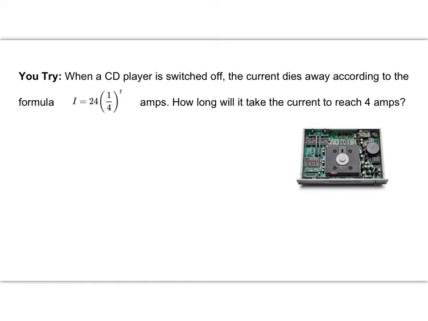Okay, I want you to try this one. When a CD player is switched off, the current dies away according to this formula. I, which stands for current, equals 24 times 1/4 to the t. How long will it take the current to reach 4 amps? I'm going to guess that's in seconds, knowing what I know about electricity. So go ahead and pause this, restart it when you're ready.